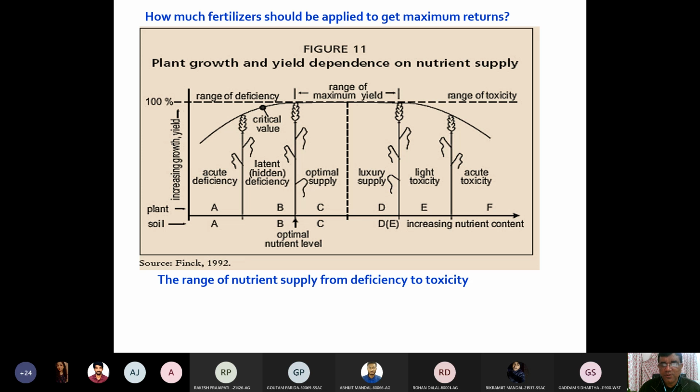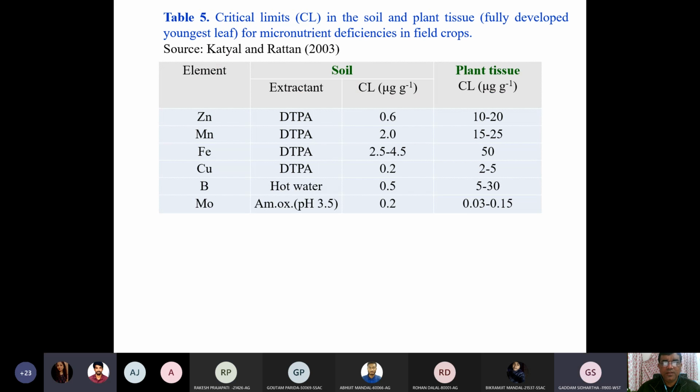Do you have any question on this graph, or could you follow it? Is it okay, or do you want to ask any question on this graph? No question, sir. Is it clear to everybody? Okay. Yes, sir.